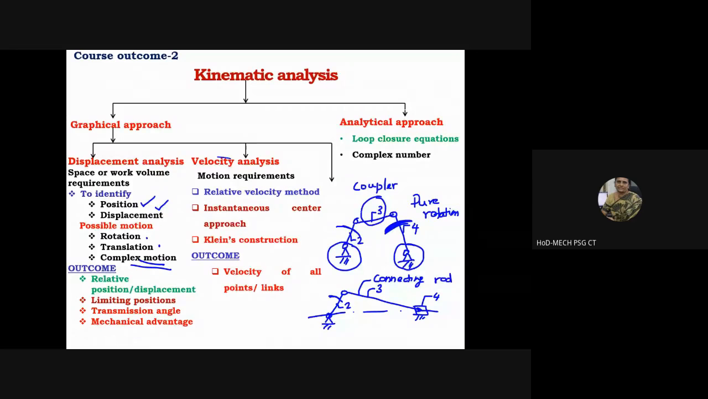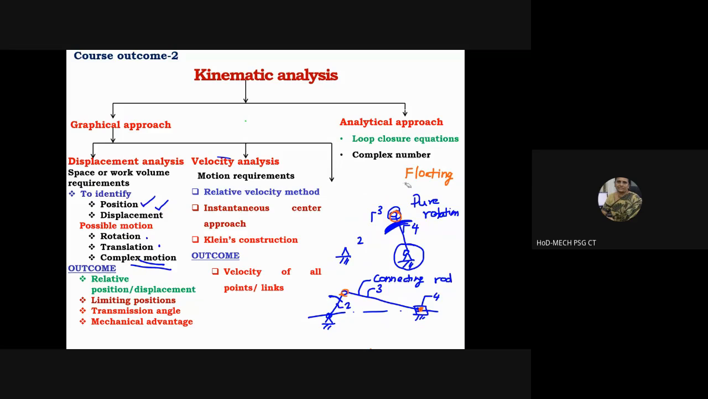This is a floating member. The coupler is a floating member. Connecting rod is a floating member. What I mean to say is, none of the joints on the coupler, this joint and this joint, is connected to a fixed frame. So this is called a floating member. So is the connecting rod. The joint here is not with a fixed link. Here also the joint is with a slider which is moving. The connecting rod also comes under the category of floating link.